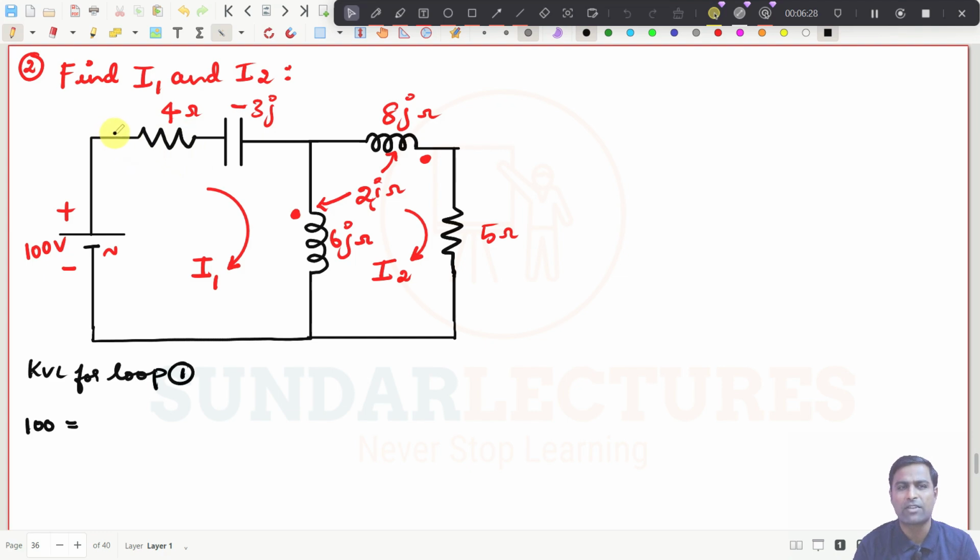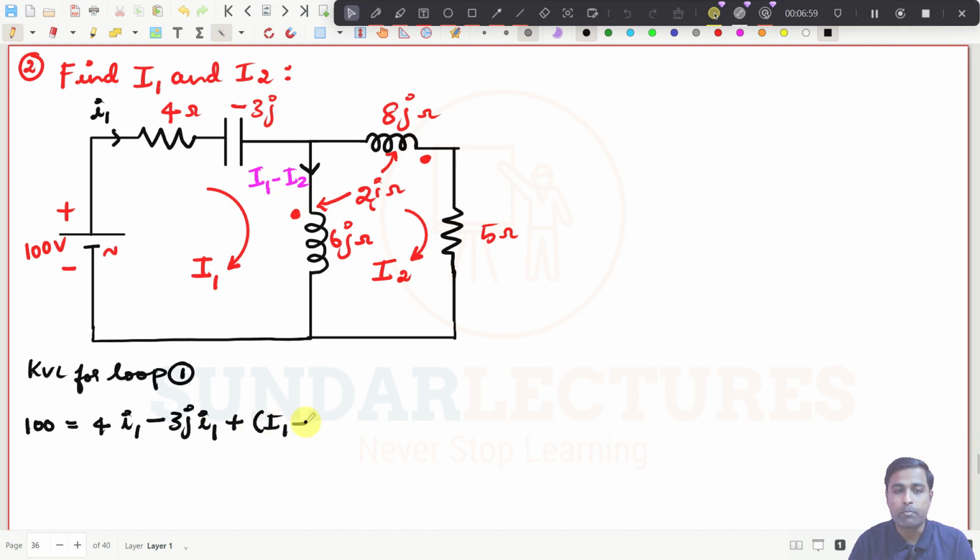You can directly put the values because this I1 is traveling like this. So what you will get if you put the equal to symbol? It will be 4I1 minus, it is already minus here, minus 3J I1. I have to see this current. What is this current? I have already told you. If you apply KCL, you will get I1 minus I2, right? And then if I am going for self-induced EMF, put plus, it is I1 minus I2 into 6J. That is self-induced EMF.